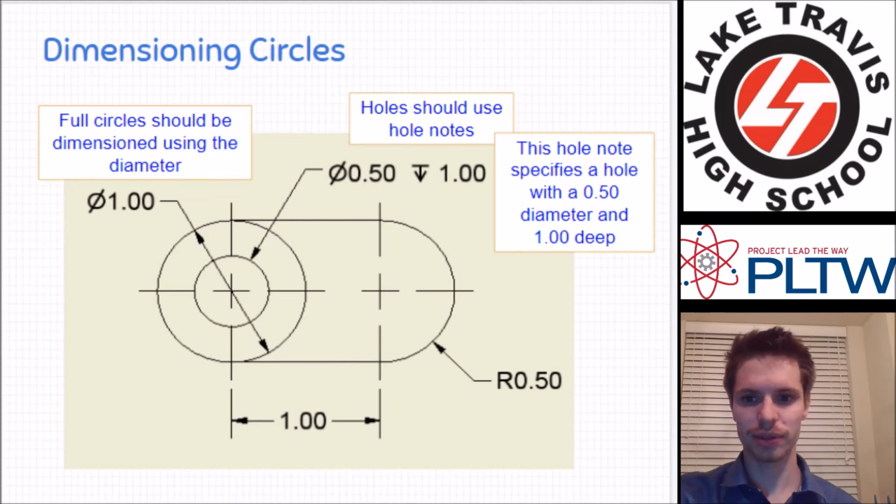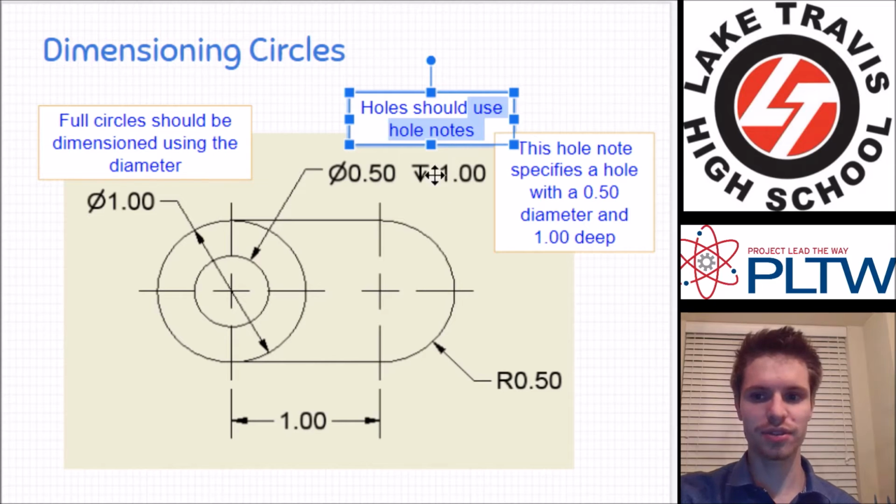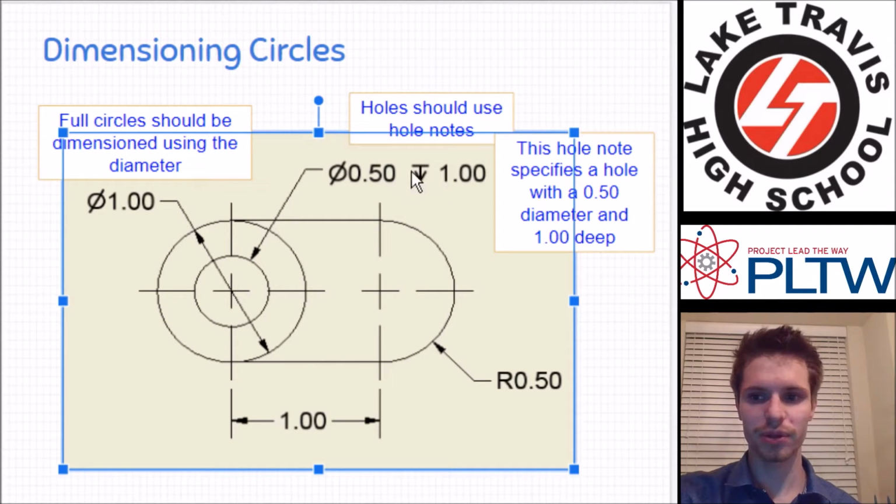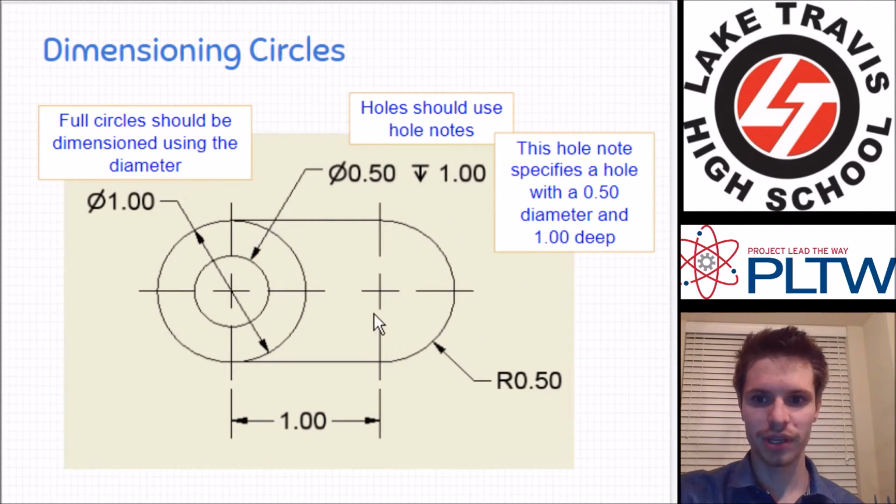Okay, let's talk about dimensioning circles. Again, we want to dimension it by a diameter. Holes should use hole notes. It's really good practice to say how deep your hole goes, unless it goes all the way through. We call that a blind hole. We're going to talk about that later. Then you can say THRU, through, and then we know that it goes through all.